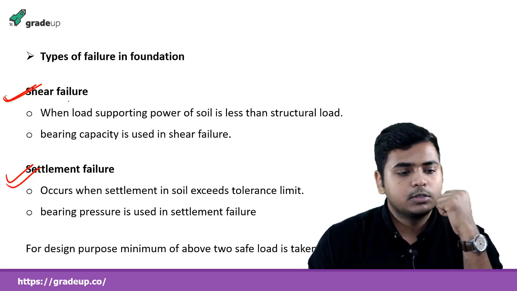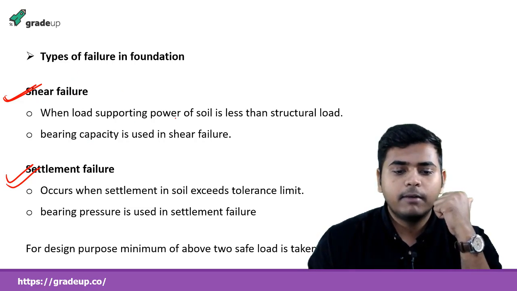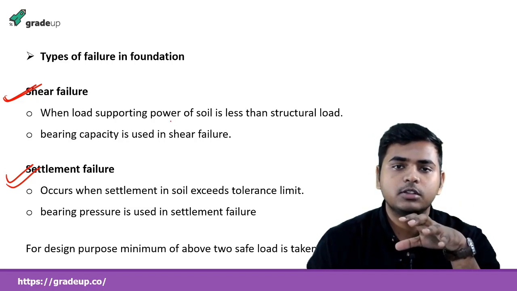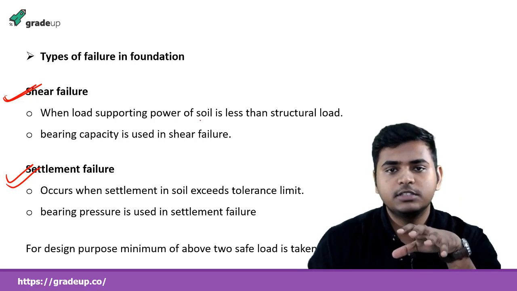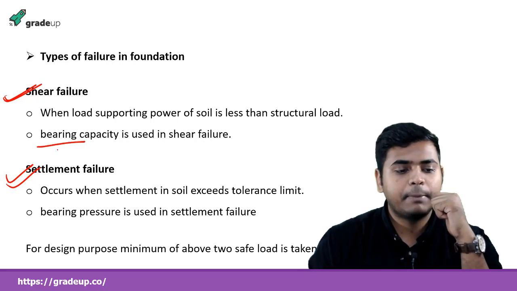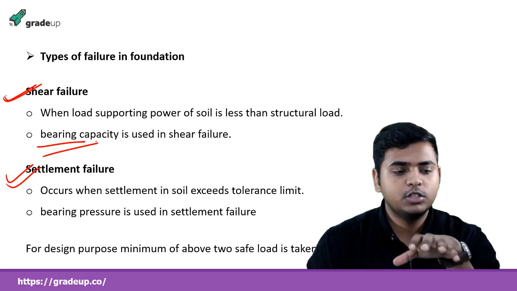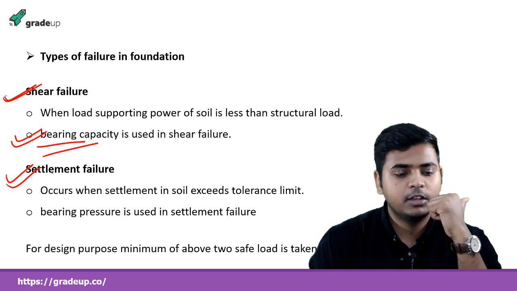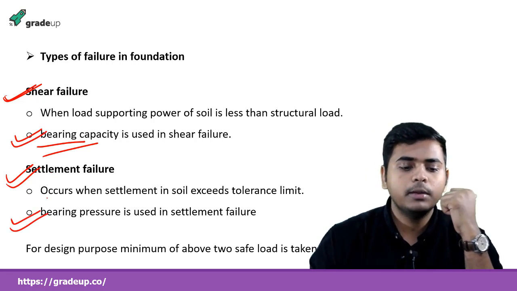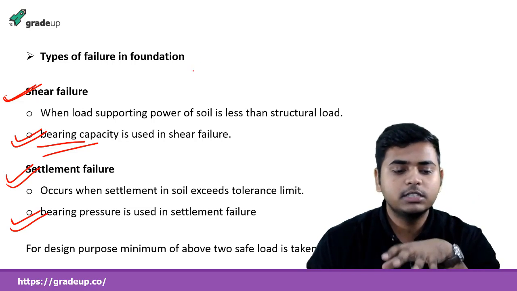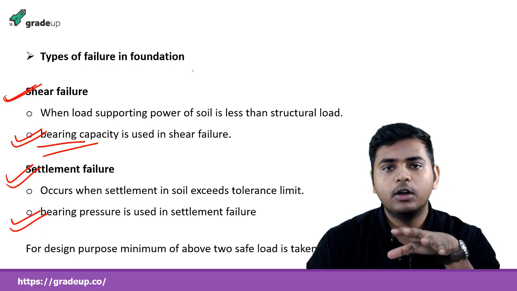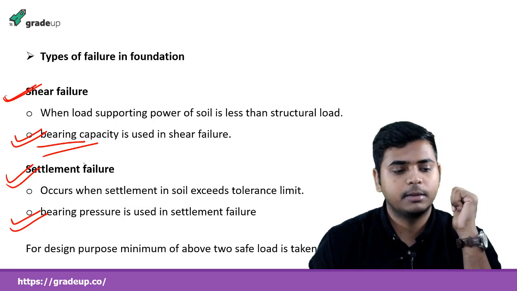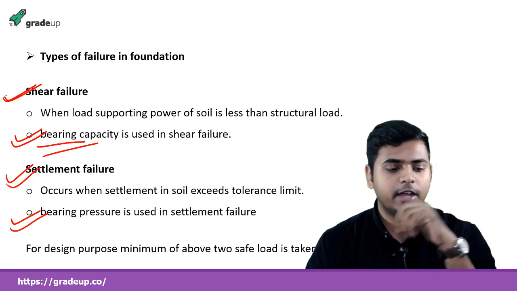Okay, so let's see, when the load supporting power of soil is less than the structural load, then shear failure occurs. Okay, when the shear strength of the soil is less than the load which is transferred. And here the term bearing capacity is used in case of shear failure. You have to remember the difference. In case of shear failure you use bearing capacity, and in case of settlement failure you use bearing pressure. Okay, and settlement failure occurs when settlement in soil exceeds a permissible or tolerance limit. So this settlement in soil has to be below this tolerance limit. Okay, it must not exceed that value.